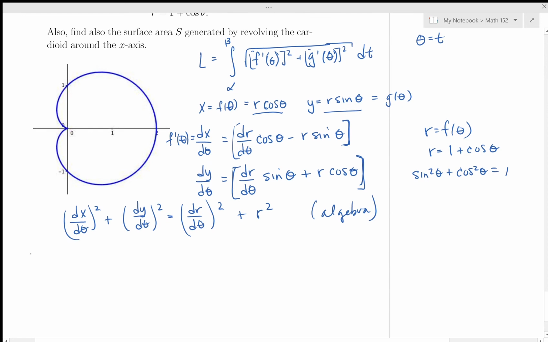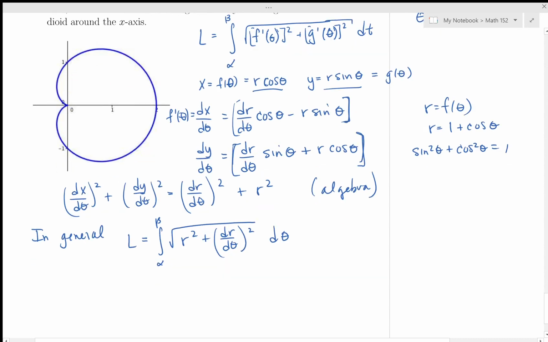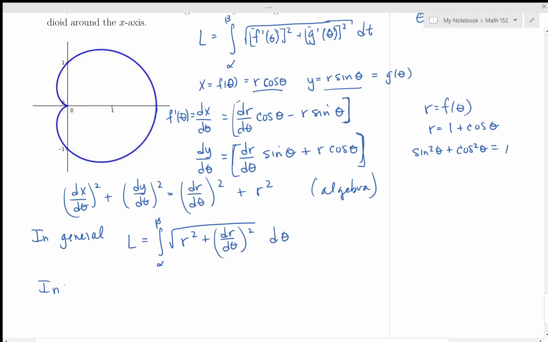Okay, so in general, I haven't made reference to the cardioid here. So in general, in polar coordinates, which is a special type of parameterization, I can calculate the arc length in this manner. There it is.